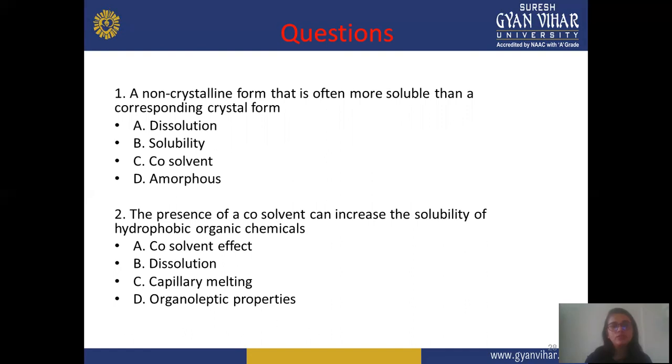The second question is: the presence of a co-solvent can increase the solubility of a hydrophobic organic chemical. In this, you justify how solubility gets affected when you add a co-solvent, or how the solubility of a hydrophobic organic chemical gets changed. Option A is co-solvent effect, B is dissolution, C is capillary melting method, and D is organoleptic property.